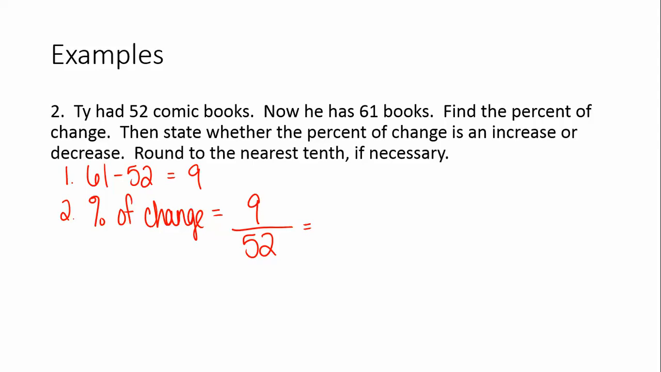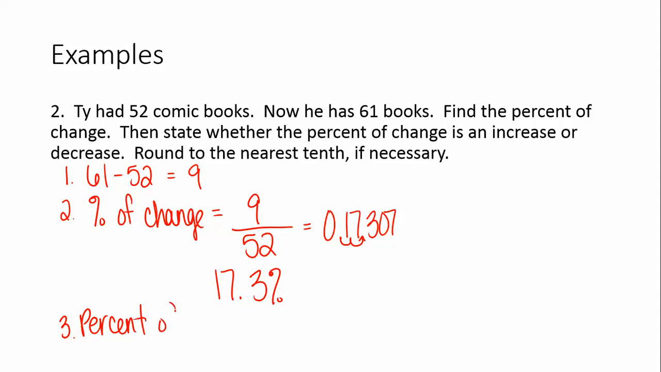And here's where you have to be careful. I'm going to write the decimal out. I'll just go 5 places. But we need to change it to a percentage. So it's 17, and now is where we need to round to the nearest tenth. So 17.3% is the percent of change. Don't round the decimal, round the percentage. And for step 3, this is a percent of increase, because the percent of change is positive.